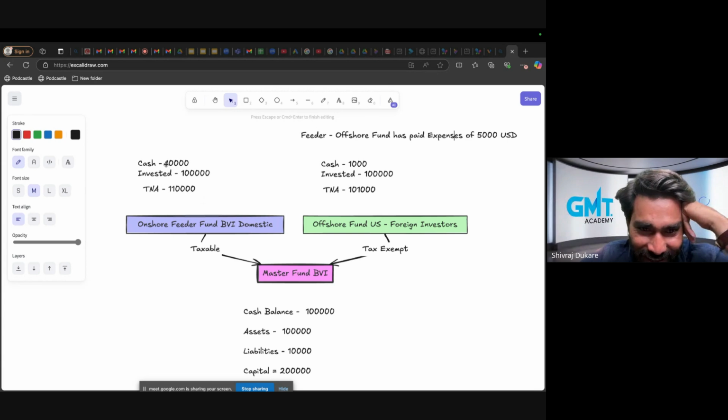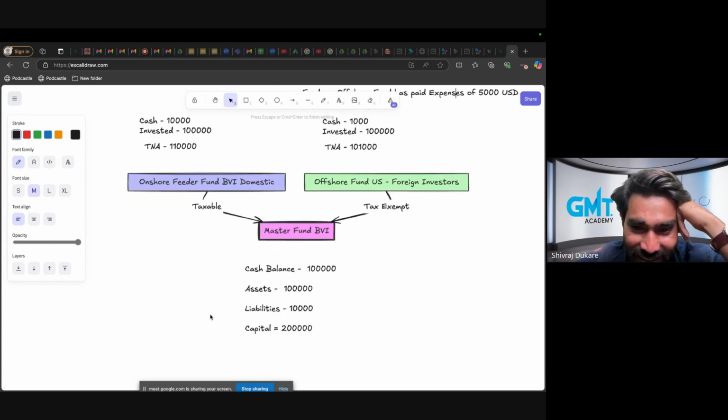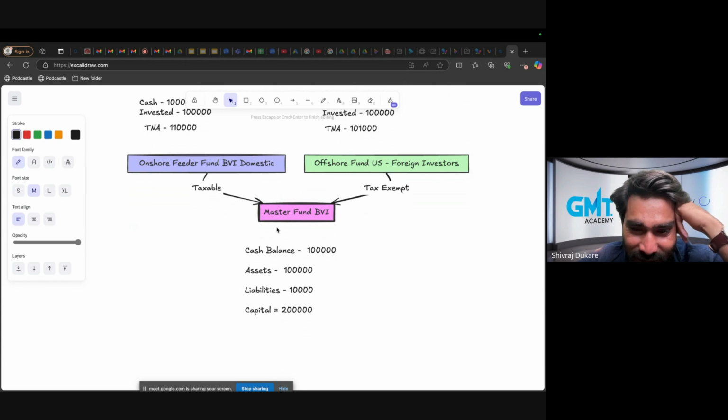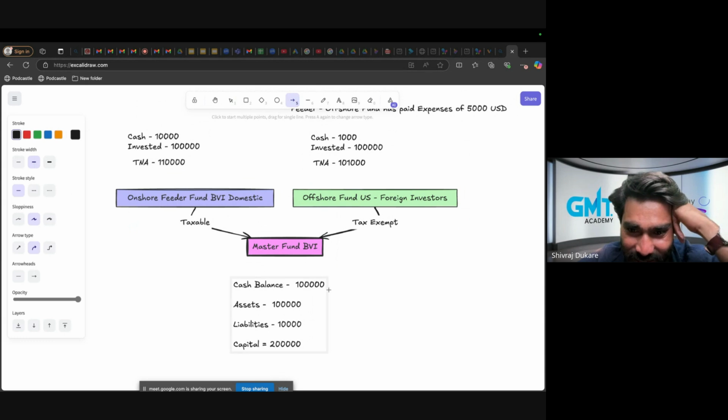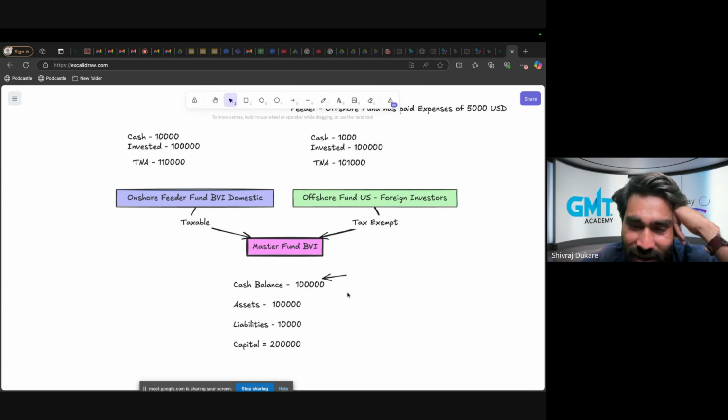On the feeder onshore fund, you have a 10K cash balance available. Another thing is your master fund also has an available balance of 100k USD, correct? 1 lakh USD or 100k USD. Am I right? The balance is available, right? If the balance is available, then why can't we request the master to provide liability to this offshore fund? We can do it, right?